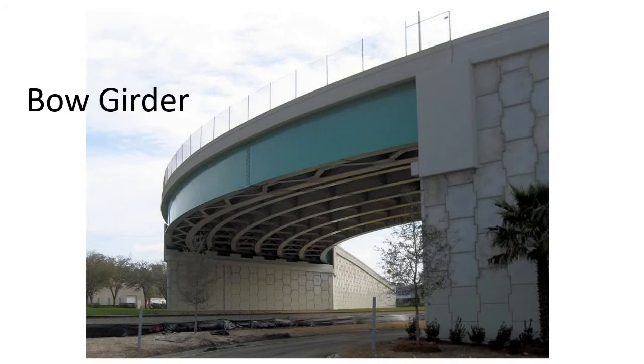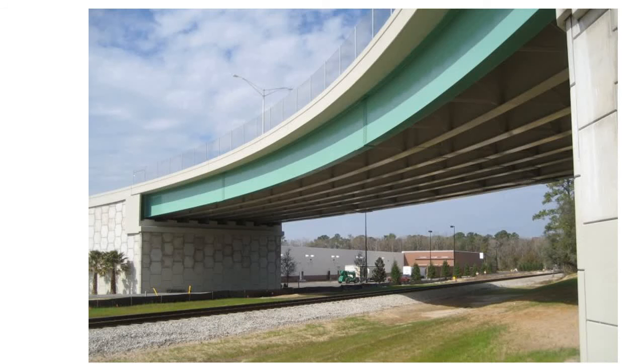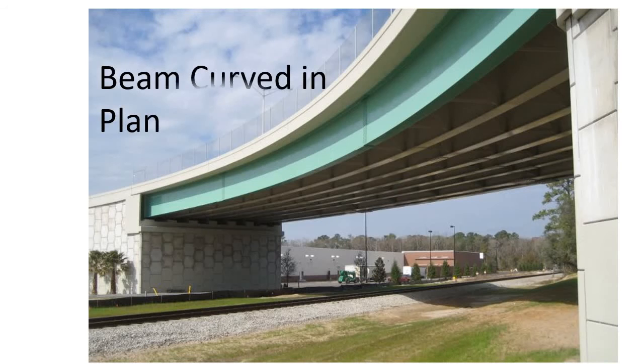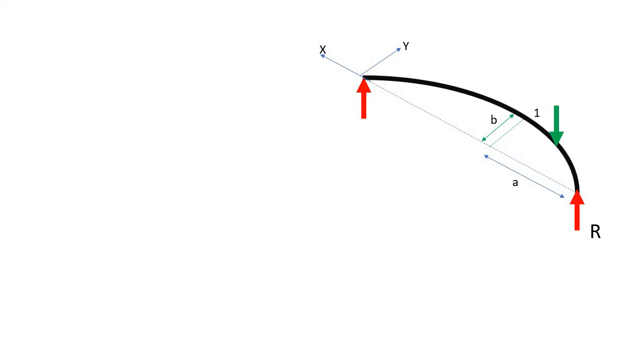Before studying the analysis process, let's again look closely at this type of girder, which is known as bow girder. If you can see another view of this bow girder, you can see that the beam is perfectly curved in plan. So how to analyze this type of girder or beam that is curved in plan? Here I have taken the free body diagram.